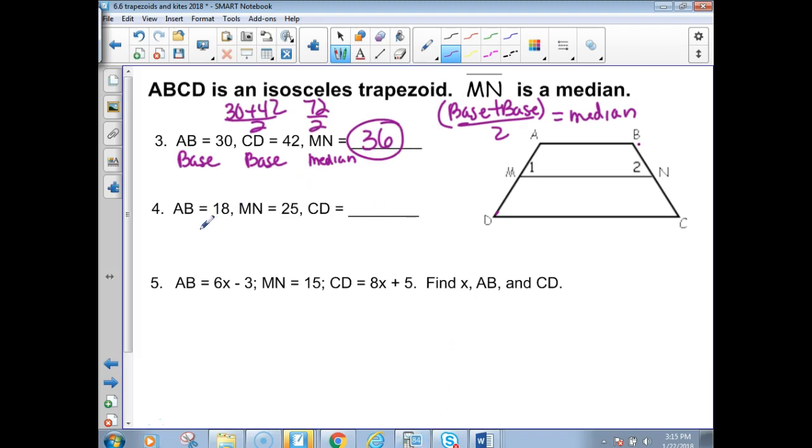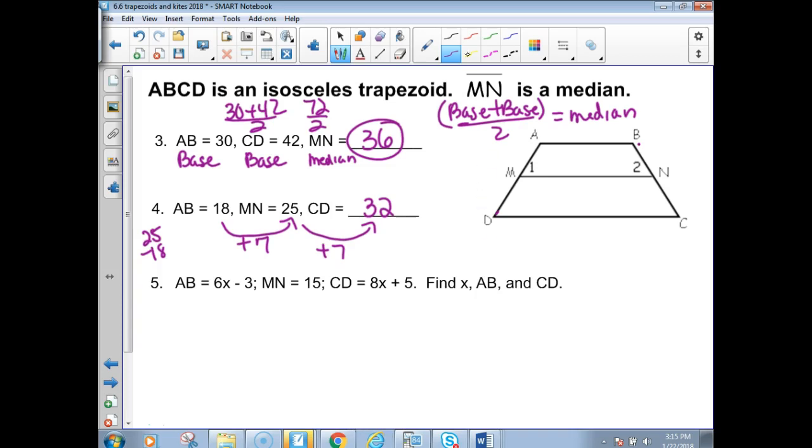All right, now the next one, you got AB is 18, MN is 25. So how far did you go to get from 18 to 25? Yeah, you can do 25 minus 18, which is adding on 7. So if you add another 7 to the 25, you get 32. A lot easier than doing the formula, right? Does anybody want me to show it with the formula?